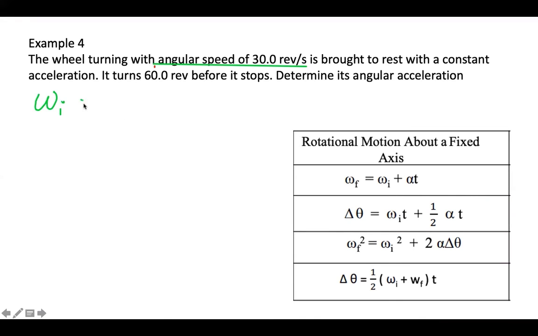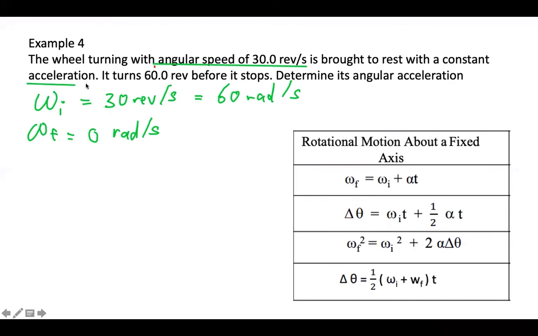Okay, 30 revolutions per second, which we convert to radians, means times 2 pi, so it becomes 60 pi radians per second. Okay, and brought to rest means the final velocity is 0 with a constant acceleration. All right, it's not given. We need to find it out.